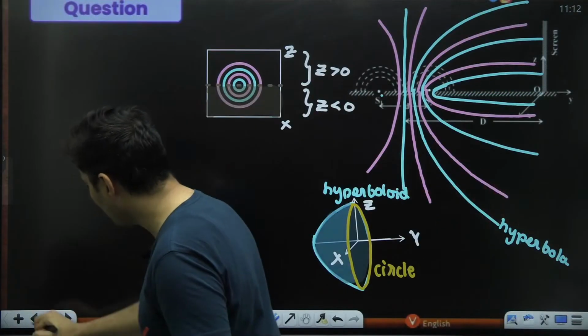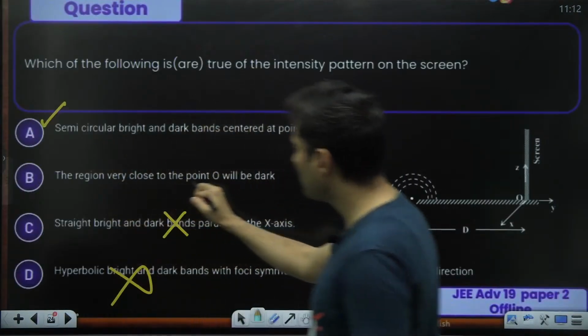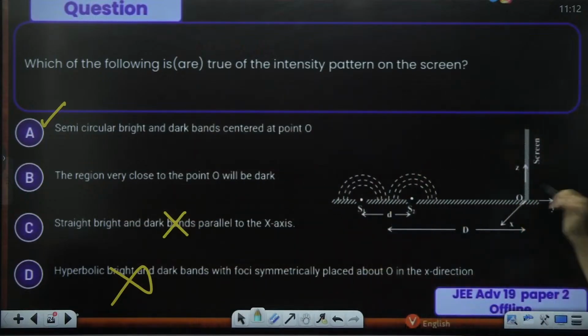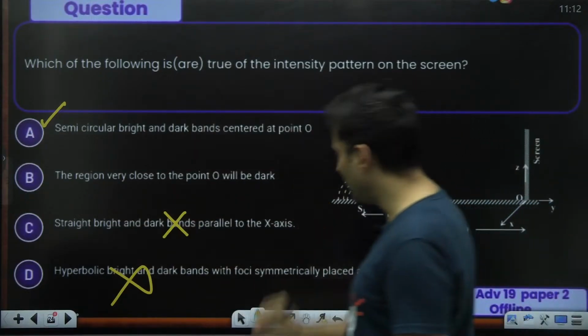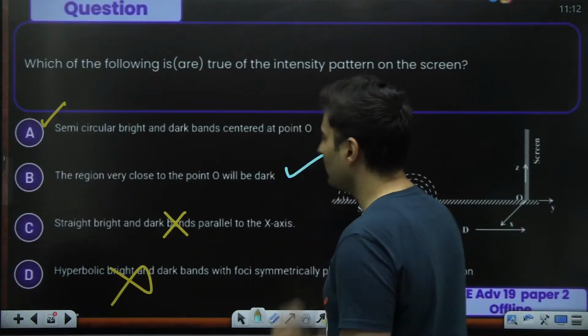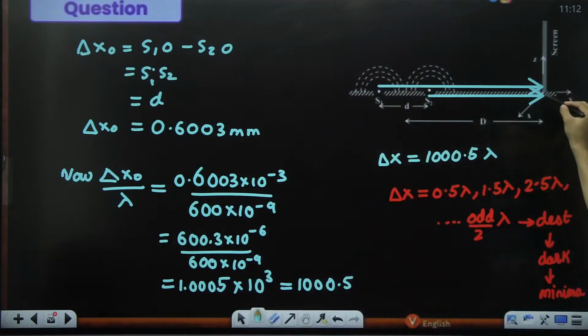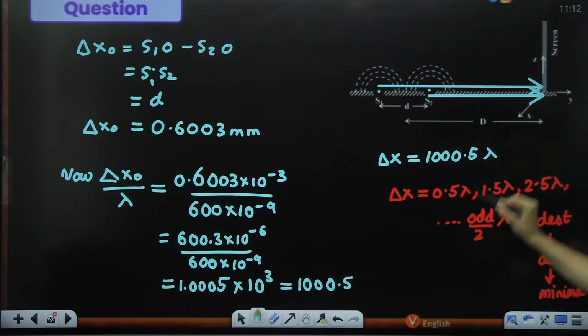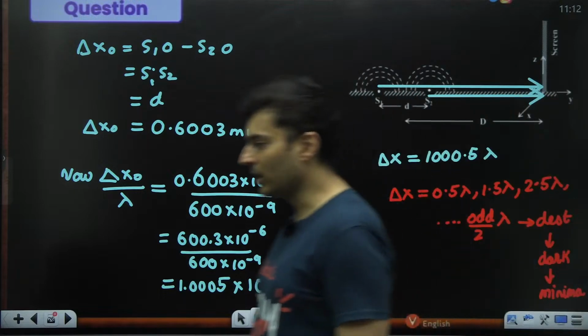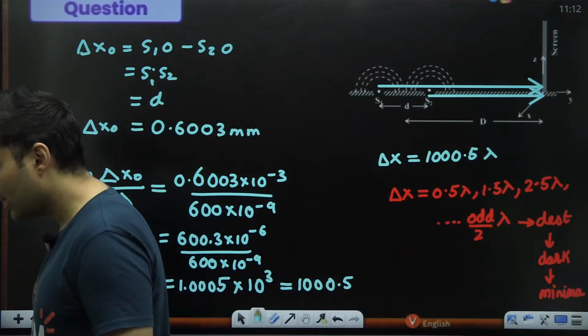So let me see over here. Yes, the region very close to the point O will be basically dark. Definitely this B option is the right answer. At this particular point, that region will be dark because of this particular calculation. Okay, is that right?